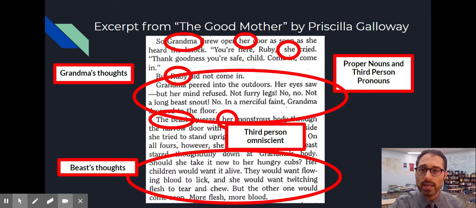But once you are ready with that, we're going to revisit this example from The Good Mother, the futuristic Little Red story, where I've circled some of our proper nouns as well as our third person pronouns, and I've circled two different instances of when we get character thoughts, and they're actually from two different characters. So as you can see in the middle of the screen, I know that I am in a third person omniscient story where I can get into so many different characters' heads at one time.